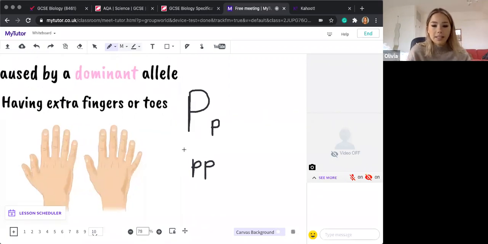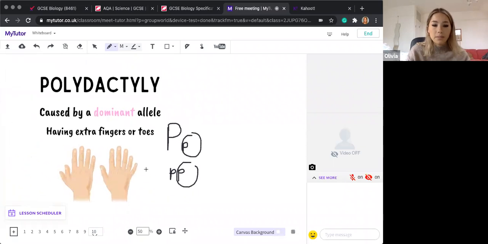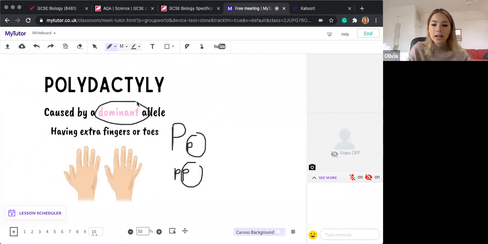Okay, so polydactyly then. Let's say mum had it. We wouldn't necessarily get this one. We might inherit this one from mum and this one from dad, in which case we wouldn't have it. So the main thing I want you to remember here is that polydactyly is caused by a dominant allele.